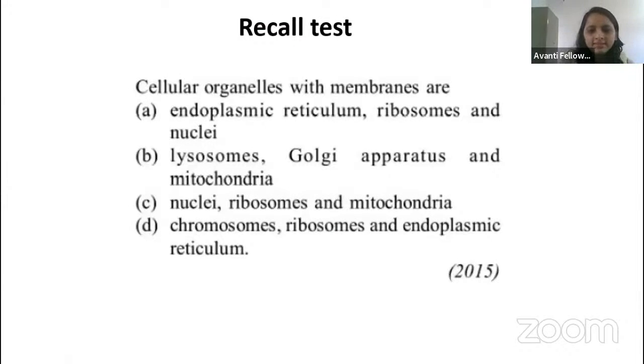Very good, Nandish. Yes. So see here, guys. Cellular organelles with membranes are. First of all, the ribosome and the centrosome are not having a membrane, right? So we will eliminate the options which contain the ribosome. Ribosome is present in option A, I will eliminate that. Ribosome is present in option C, I will eliminate that. And option D, I will eliminate that. So which option is left out, guys? Only B, right? Yes. Option B is the correct answer.